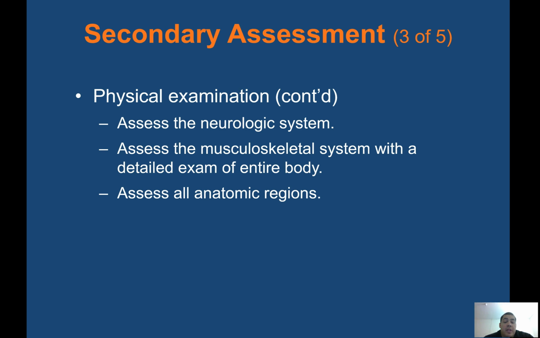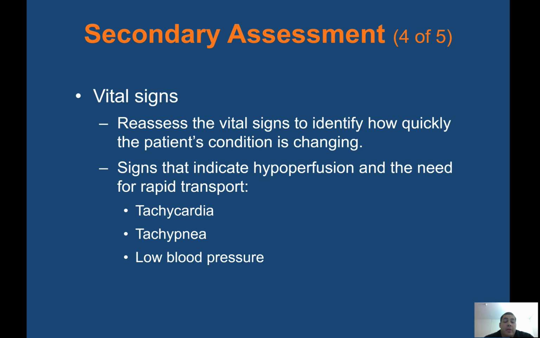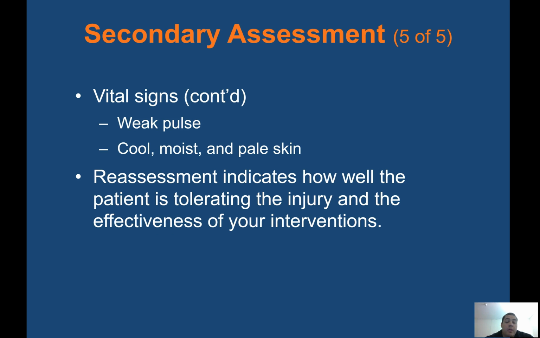Physical examination. Assess the neurologic system. Assess the musculoskeletal system with a detailed exam of entire body. Assess all anatomic regions. Vital signs. Reassess the vital signs to identify how quickly the patient's condition is changing. Signs that indicate hypoperfusion and the need for rapid transport: tachycardia, tachypnea, and low blood pressure, and weak pulse, cool, moist, and pale skin. This normally means the patient's probably losing blood somewhere. All the blood shunting to their vital organs. So you're going to have cool, moist, and pale skin on the peripherals or the extremities. Reassessment indicates how well the patient is tolerating the injury and the effectiveness of your interventions.